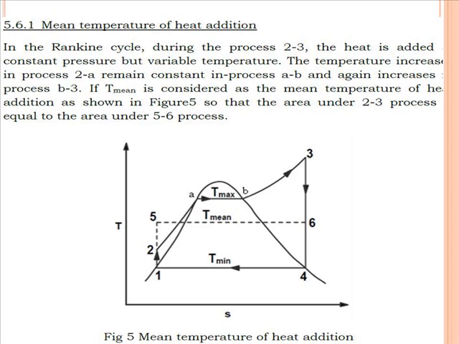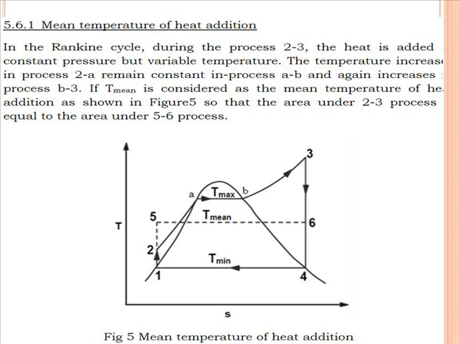You can see in figure number 5 that 2 to 3 is the process of heat addition, where 2 to A is sensible heat addition, A to B is latent heat addition, and B to 3 is again sensible heat addition. So 2 to A is heat addition in the economizer, A to B is heat addition in the evaporator, and B to 3 is heat addition in the superheater.